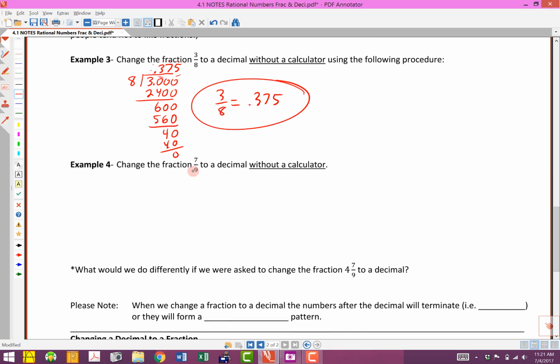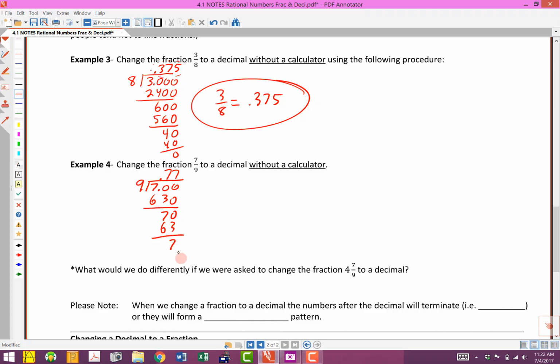So let's take a look at this one right here. This would be 7/9, or in other words 9 into 7. So I'm going to put the 9 on the outside, the 7 on the inside. It doesn't go into 7, so I'm going to go ahead and put the decimal right there, line things up. 9 does go into 70. It goes in 7 times. Let's see, 9 times 7 is 63. Do the subtraction, we get a 7. It doesn't go into 7, so I'm going to add a 0 there. It goes in there 7 times, so that's going to be 63.